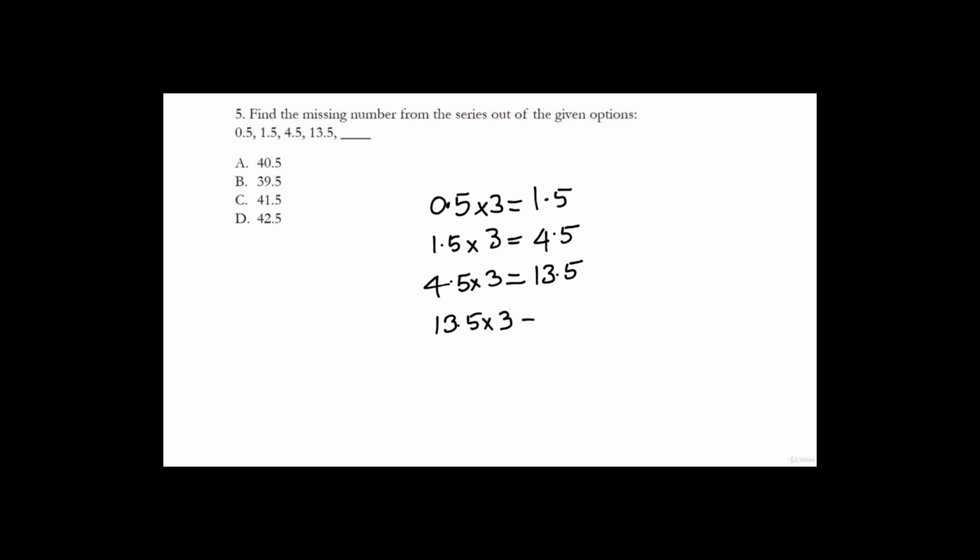Find the missing number from the series. We have 0.5. That into 3 will give 1.5, and 1.5 into 3 gives 4.5. 4.5 into 3 gives 13.5. So every time the previous number is multiplied by 3 to get the next number. So the next number in the series will be 13.5 into 3, which is 40.5. So option A is the right answer.